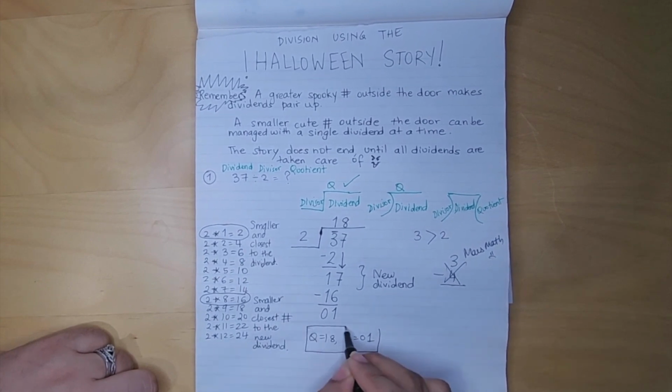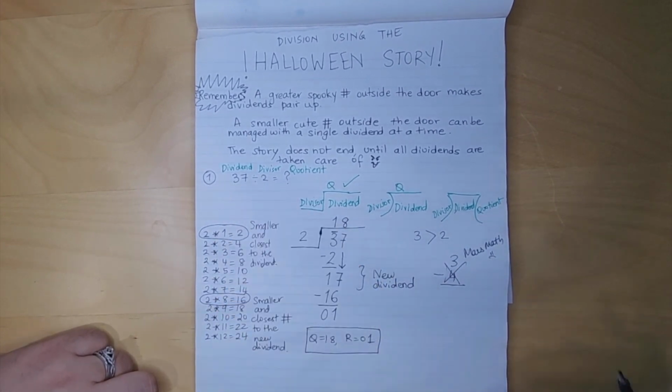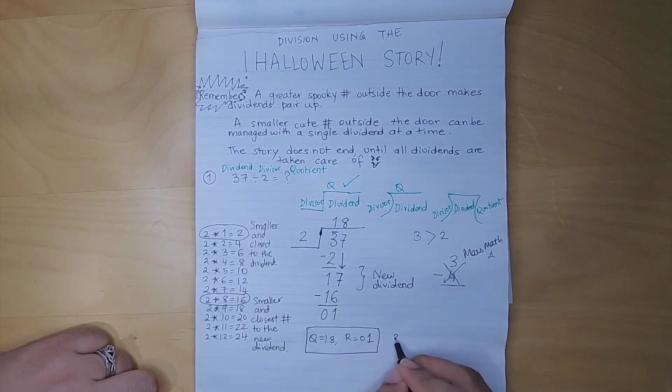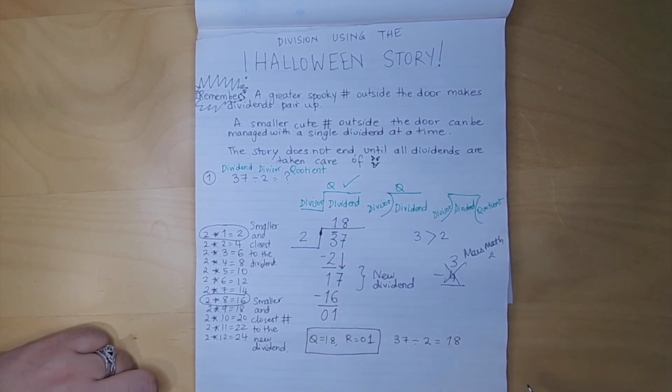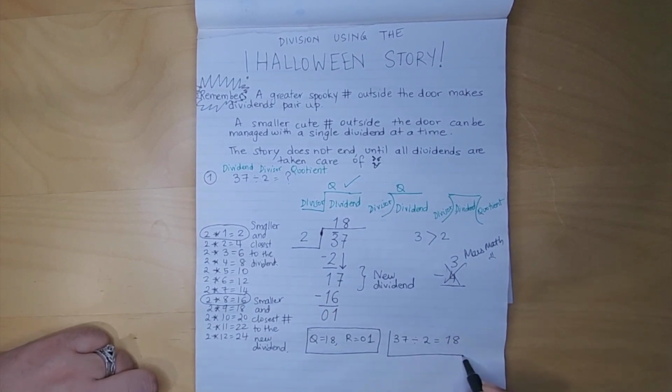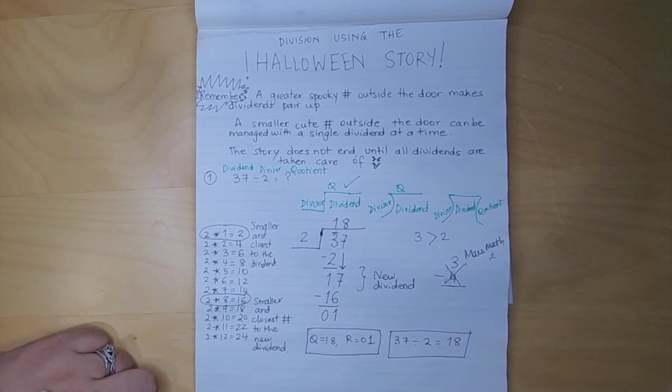That's your answer. So to revisit this equation, 37 divided by 2 equals, as you know, the quotient is always your answer, 18. Easy peasy?